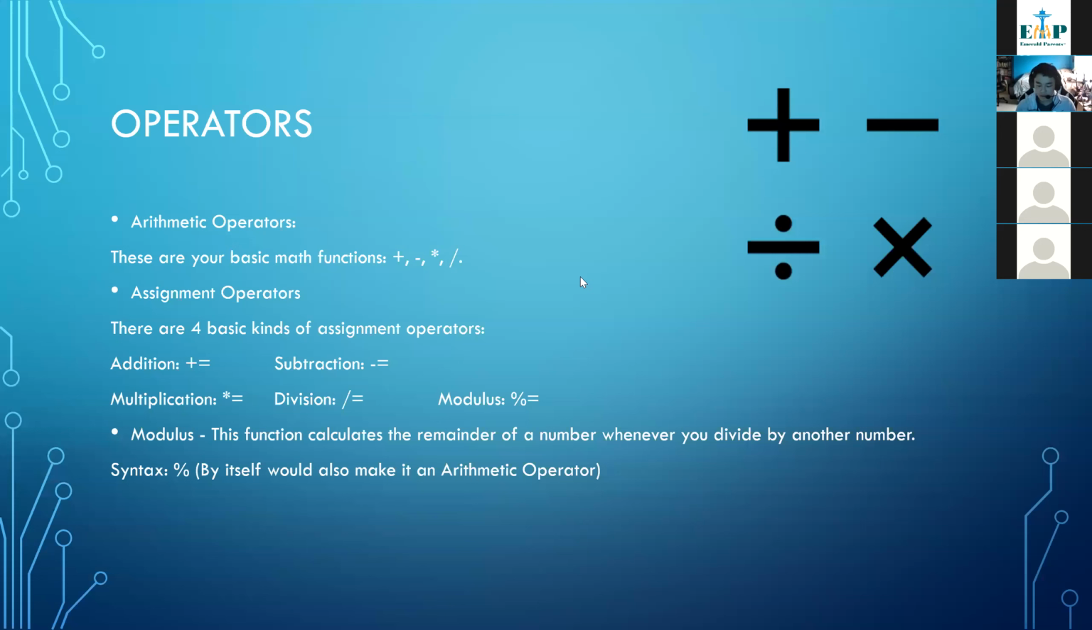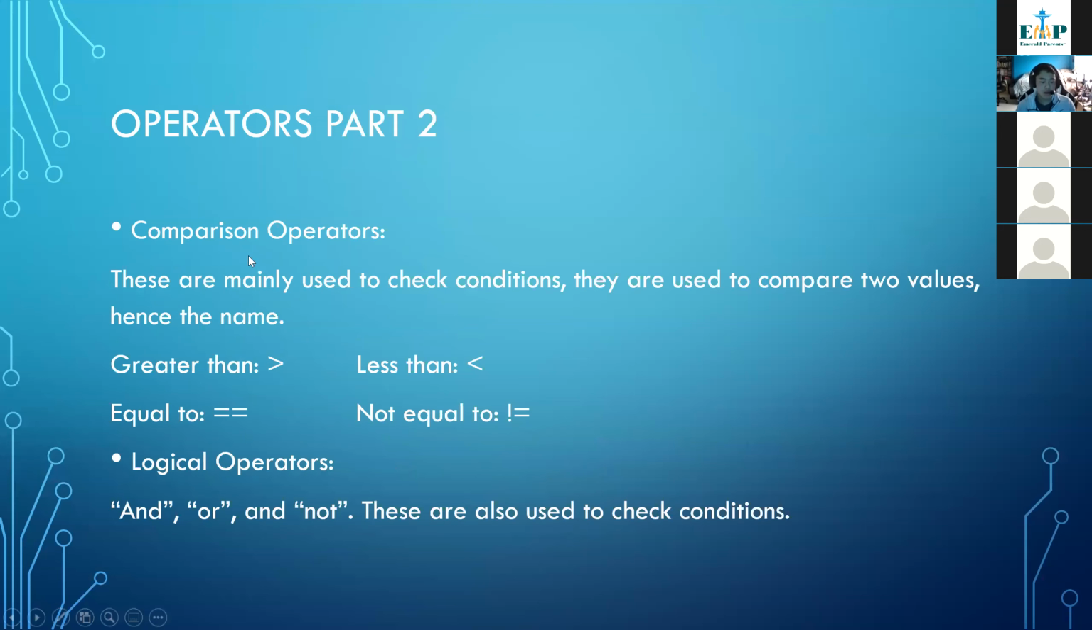And the next set of operators, part 2: there are comparison operators. I'll get to these later for conditionals, but basically these are mainly used to check conditions where they compare two values, hence the name comparison operator. So greater than and less than are pretty simple. There's also greater than or equal to, which is the equal sign after the symbol.